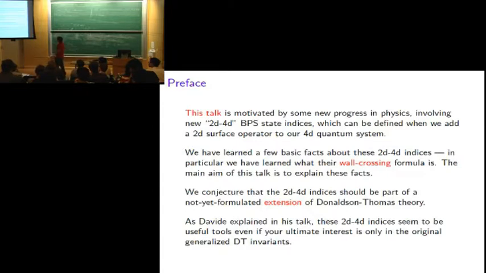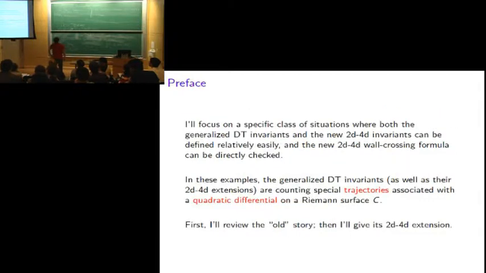As Davide explained in his talk, OK, there's some extension, but still, why should you care about it? Among the reasons is that these 2D-4D indices seem to be useful tools, even if ultimately your only interest is in the original generalized Donaldson-Thomas invariants. Now, since I don't expect that you know, and in fact I don't know, what the definition of a generalized Donaldson-Thomas invariant in mathematics is, I have to focus on a specific class of situations where the usual generalized Donaldson-Thomas invariants can be defined relatively easily.